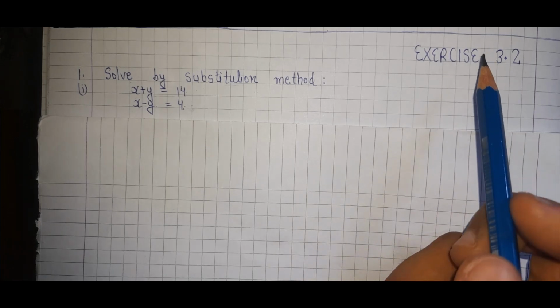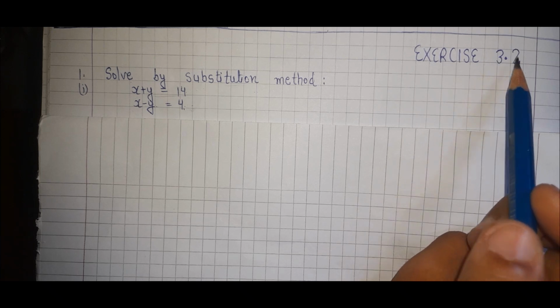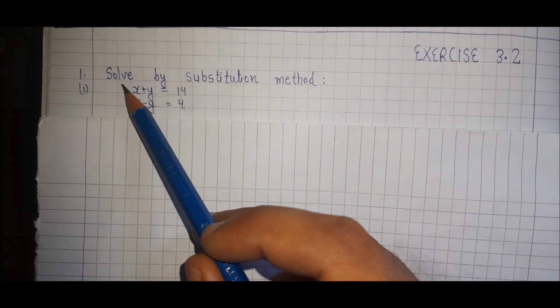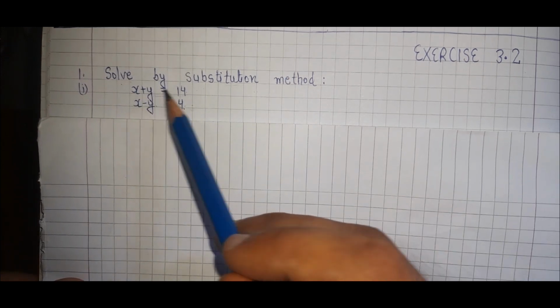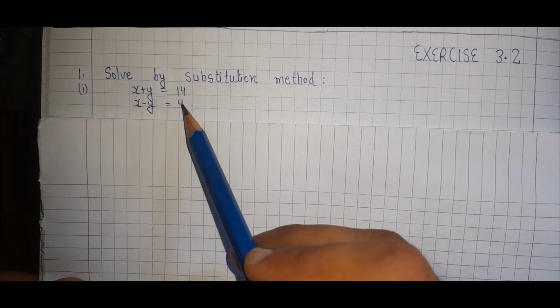Hello everyone, today we are going to start exercise 3.2. First question, solve the following equations by substitution method. x + y = 14, x - y = 4.